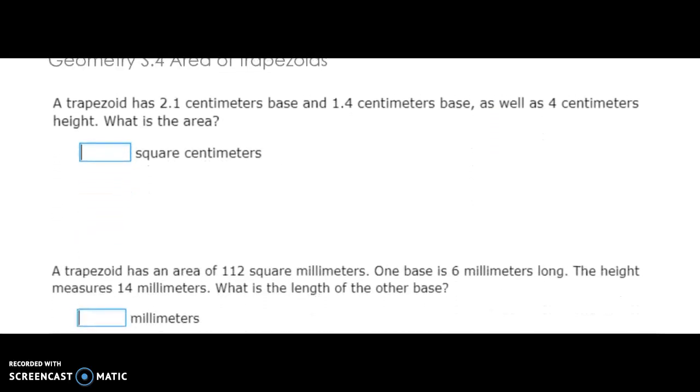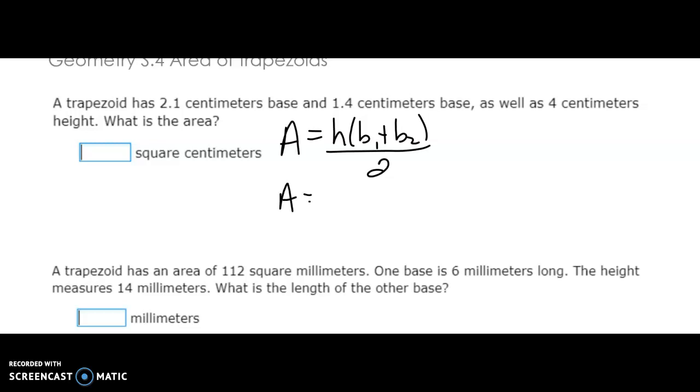Okay, now it's just a word problem without any pictures. Let's see what we understand. A trapezoid has 2.1 centimeters base and 1.4 centimeters base, as well as a 4 centimeters height. What is the area? So it gives us all the information. We don't have to draw it. We can if we wanted to. But because I'm looking for the area, I'm going to write that formula down.